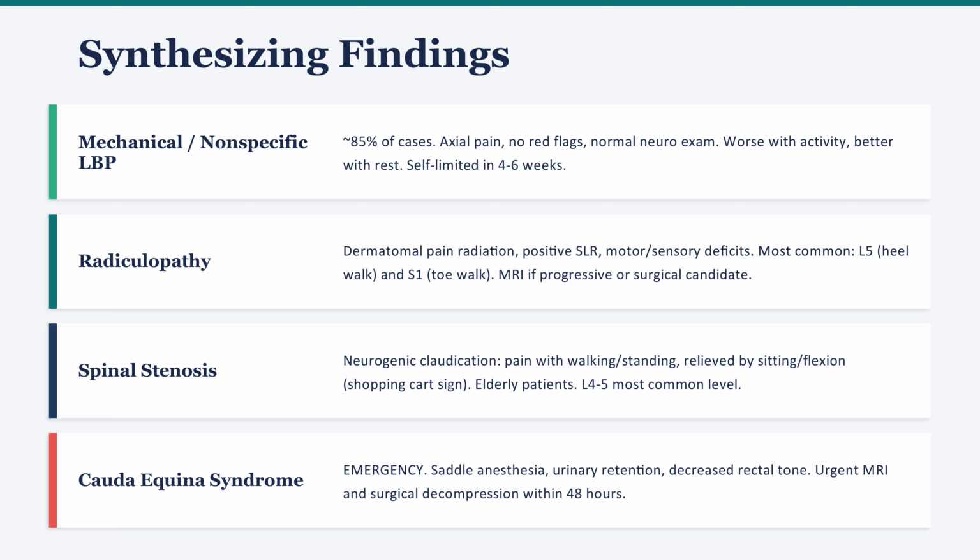Spinal stenosis typically presents in elderly patients with neurogenic claudication, which is leg pain with walking or standing that improves with sitting or bending forward. The classic shopping cart sign refers to patients who lean forward on a cart for relief. Finally, Cauda Equina syndrome is the emergency diagnosis you cannot miss. Saddle anesthesia, urinary retention, decreased rectal tone, and bilateral leg weakness require emergency MRI and surgical decompression, ideally within 48 hours.